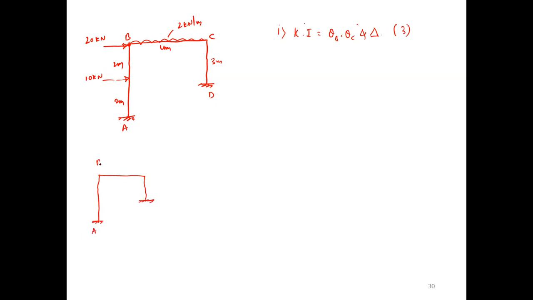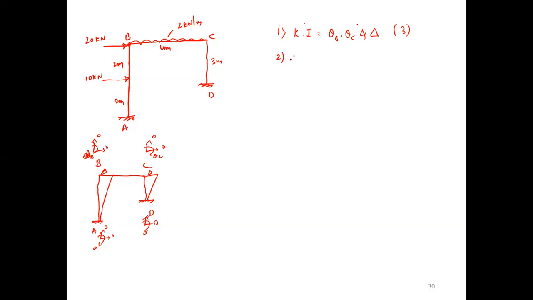A, B, C, D. Here you are having 0, 0, 0. Here you are having 0, 0, 0. Here you are having theta C, 0, 0. Here you are having theta B, 0, 0. In addition to rotation, you are having delta sway. That is these three. Any doubts in this? Okay.